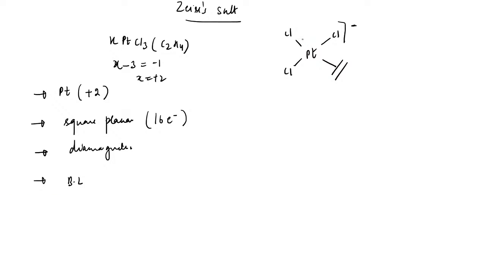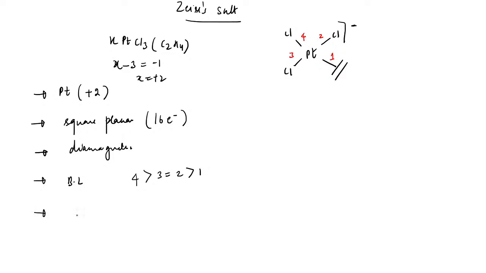Let's name this the first bond length, this the second bond length, this the third bond length, and this the fourth bond length. If I want to write the correct order of bond length, the fourth is the longest bond, then the third equals the second, then the first. So the bond trans to the ethylene is longer. This is the correct order of your bond length.